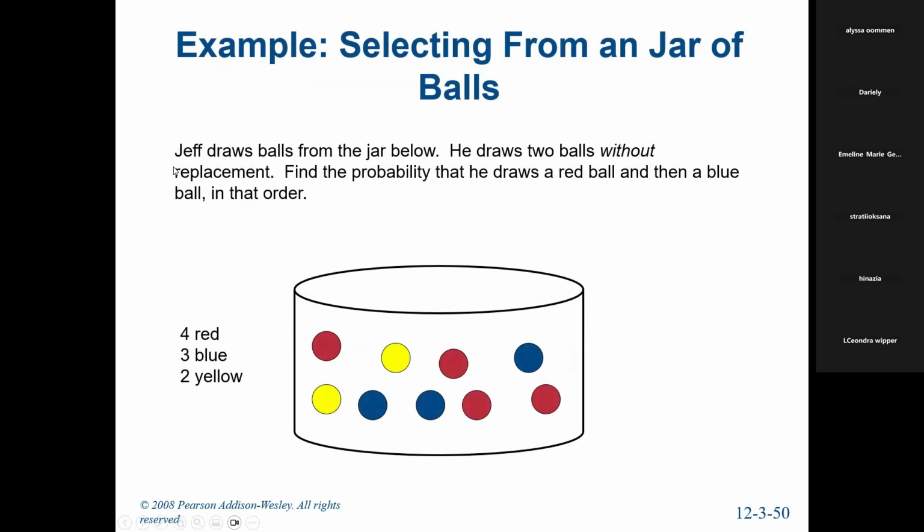Jeff draws balls from the jar below. He draws 2 balls without replacement. Find the probability that he draws a red ball and then a blue ball in that order. So there are 4 red balls, 3 blue balls, 2 yellow balls. Okay, I wait for you.